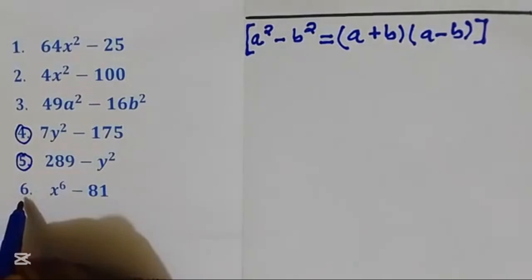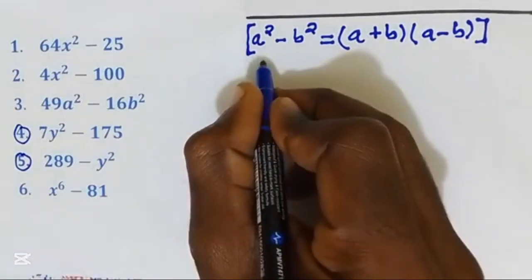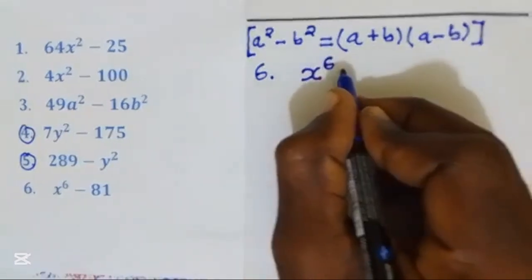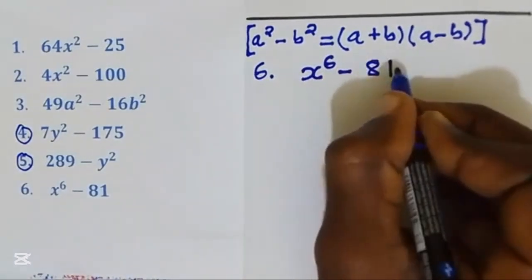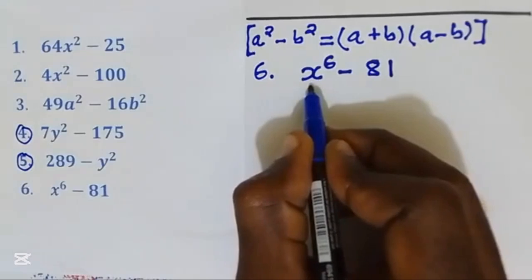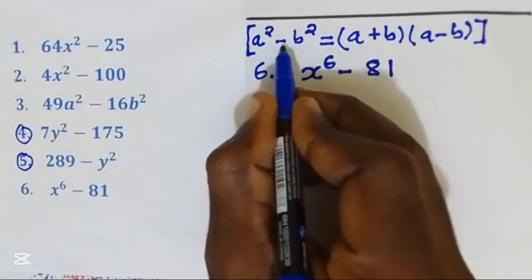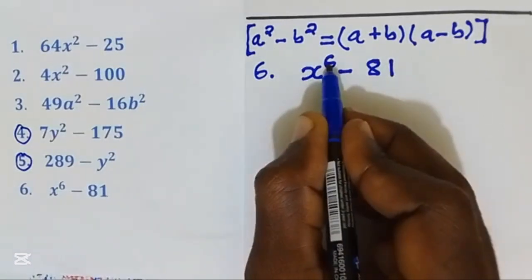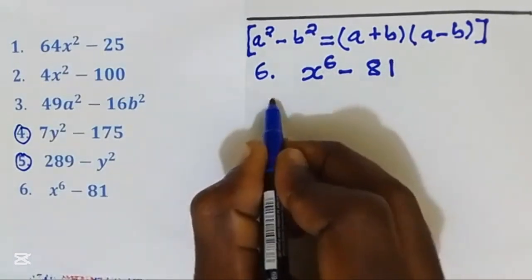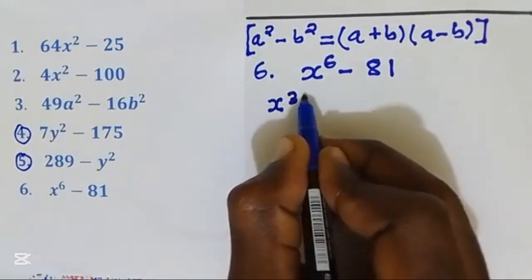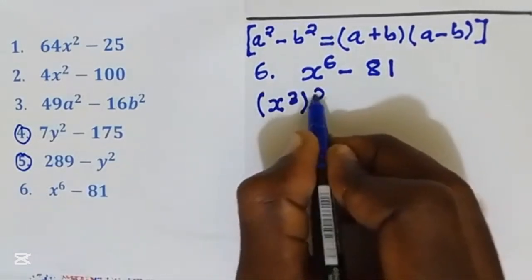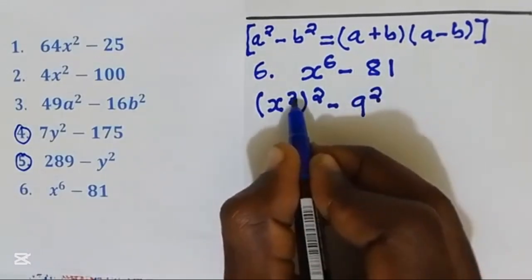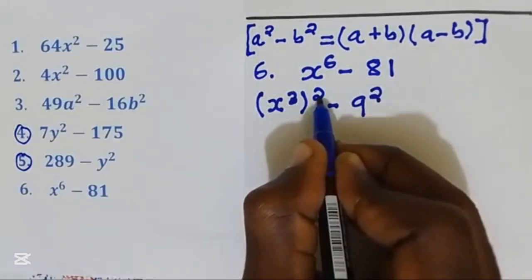So straight, let's do question number 6. We have x power 6 minus 81. Our first task is to put this in the form of a square minus b square. We know that x power 6, we can write it as x cubic square minus 9 square, that is 3 multiplied by 2, we got 6.